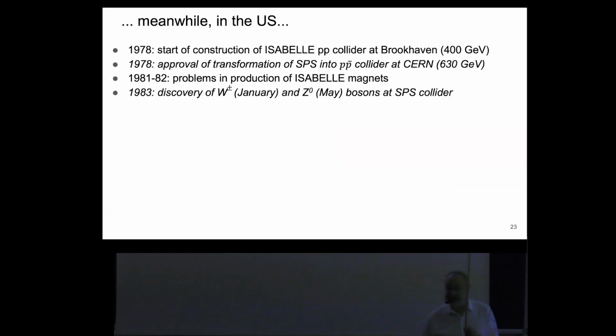The starting point is that in 1978 there was a project approved at Brookhaven, which was called Isabelle. This would be a proton-proton collider, so two rings, not proton-antiproton, but proton-proton at 400 GeV. The aim of the project was to look for the W and Z bosons. But in the same year, there was the approval of the transformation of the SPS into a proton-antiproton collider at CERN, at an energy comparable, a bit higher than the one of Isabelle.